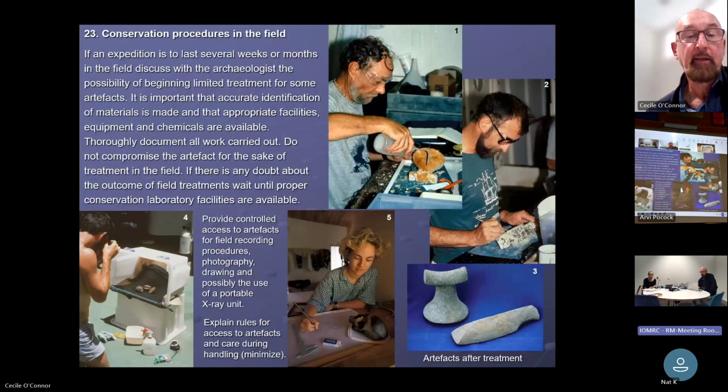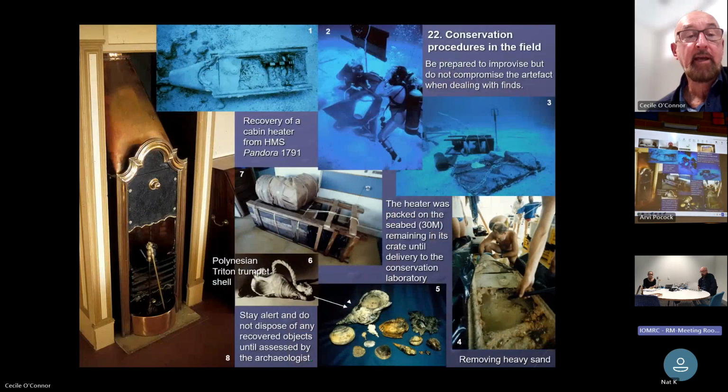Sorry about that. Also, we found a fireplace on the Pandora. That's from the captain's cabin. That's a replica, by the way, that was made based on this one that was found underwater.